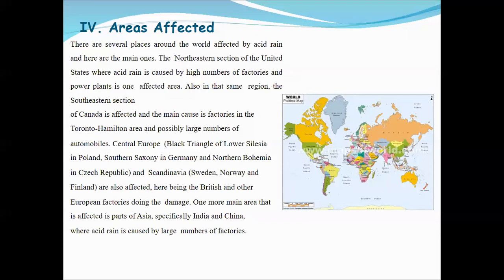And also in the same region, the southeastern section of Canada is also affected. The main cause is factories in the Toronto-Hamilton area and possibly a large number of automobile companies. In the case of Europe, you can see Central Europe, the Black Triangle of Lower Silesia and Poland, South Saxony, Germany, Bohemia, Czech Republic, and Sweden, Norway, Finland. These countries are also affected by acid rain because they are industrial countries.